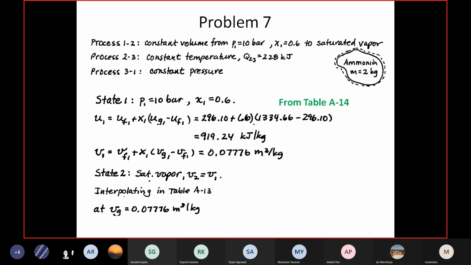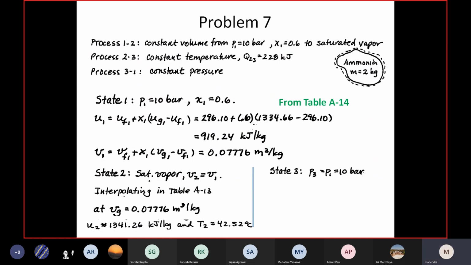However, this reaches the saturated vapor state completely. That's what we are taking. And then U2 we are calculating. That is also directly available from the table since it is the saturated state. V2 we are directly taking from the table, with respect to temperature.